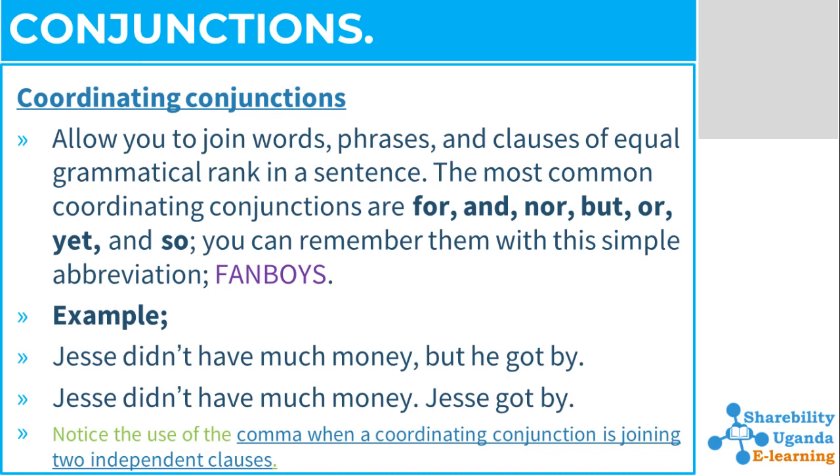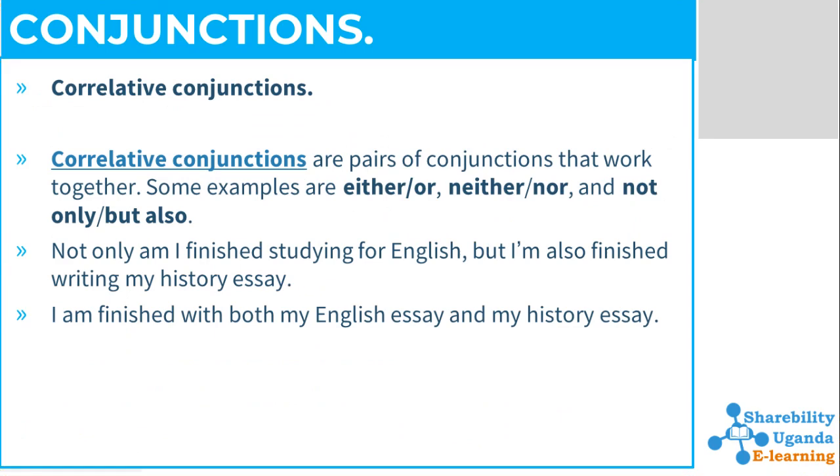Well, when joining two words or phrases with a coordinating conjunction, do not use a comma. We don't use a comma. Like in that example, Jesse didn't have much money but he got by. We eliminate the comma. We don't use a comma.